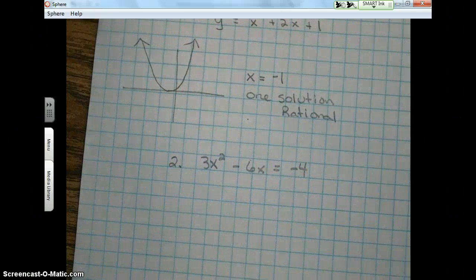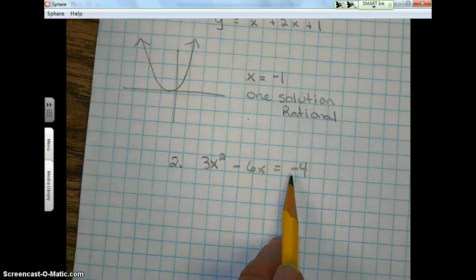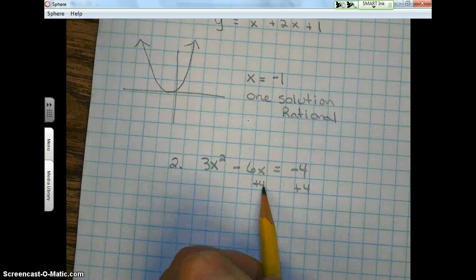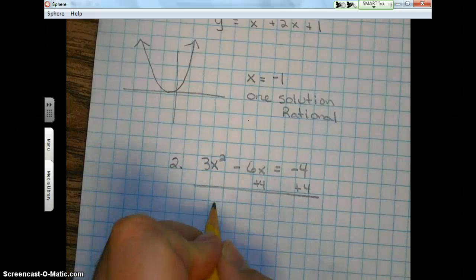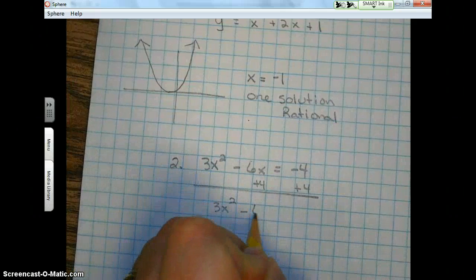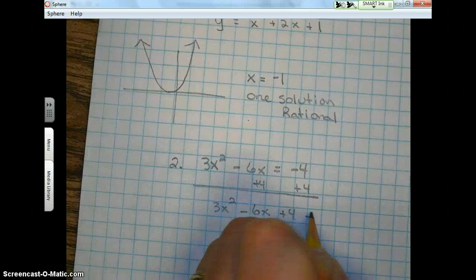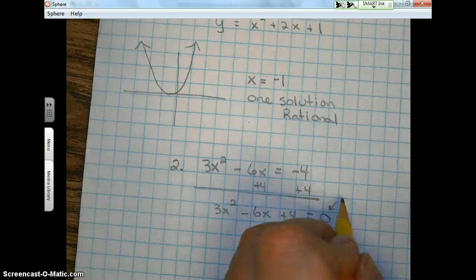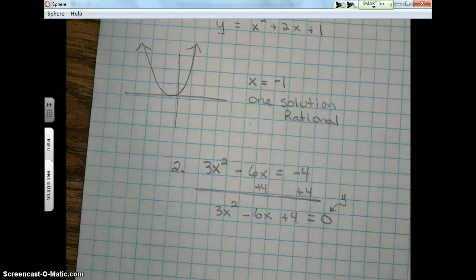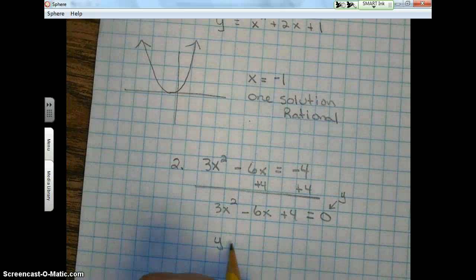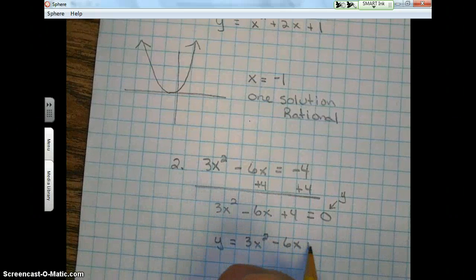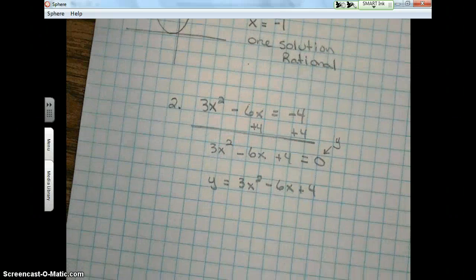Okay, example number 2. So first thing we want to do is set this equation equal to 0. So we would add 4 on both sides. 3x squared minus 6x plus 4 equals 0. So again, remember that the 0 represents the y coordinate. Okay, so in our calculator we would plug in y equals, that's the equation that would go in.